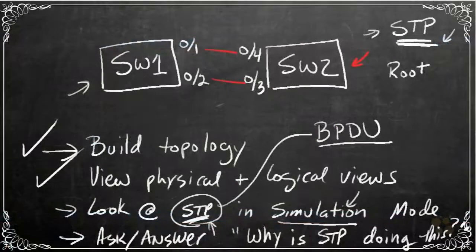So let's take a quick look at our checklist here. We built the topology, we viewed the physical and logical views, we looked in simulation mode at the traffic regarding spanning tree, including the BPDU information, and each of those elements, using simulation mode, looking at the physical view, being able to build topologies, are abilities and capabilities that we now have as a result of going through these videos together. So I want to thank you for joining me in this journey through the world of Packet Tracer.